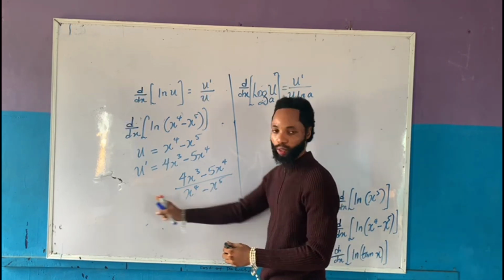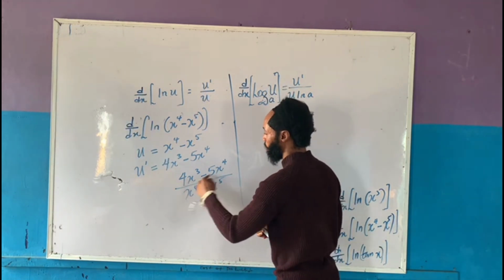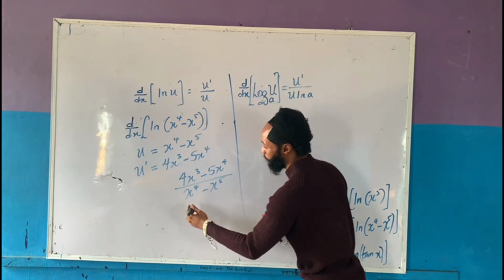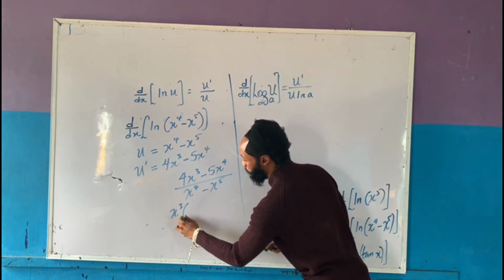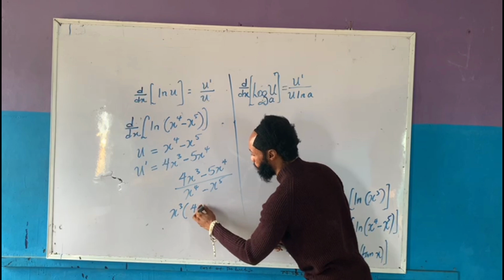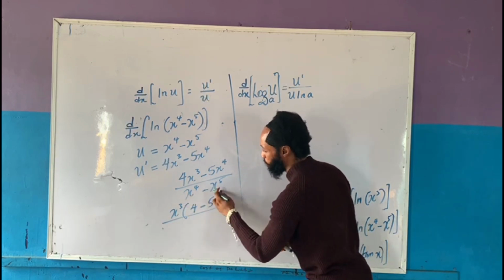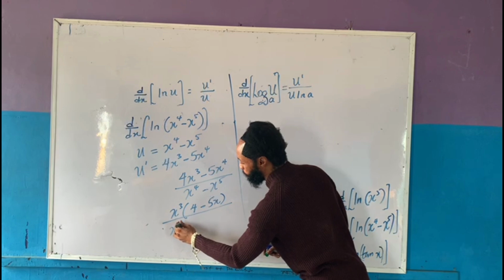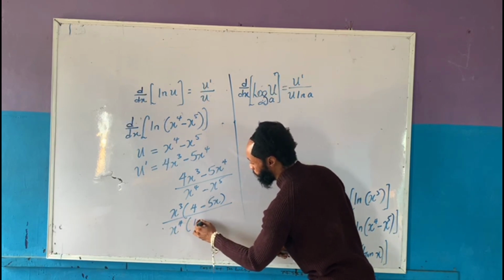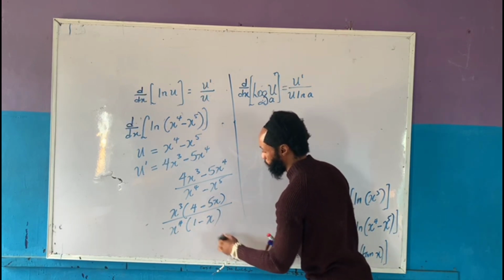Now, we can factor. What can we factor out here? We can factor out an x cube. An x cube here will leave us with 4 minus 5x, all over. What can we factor out here? We can factor out an x to the power 4. We're going to get 1 minus x.